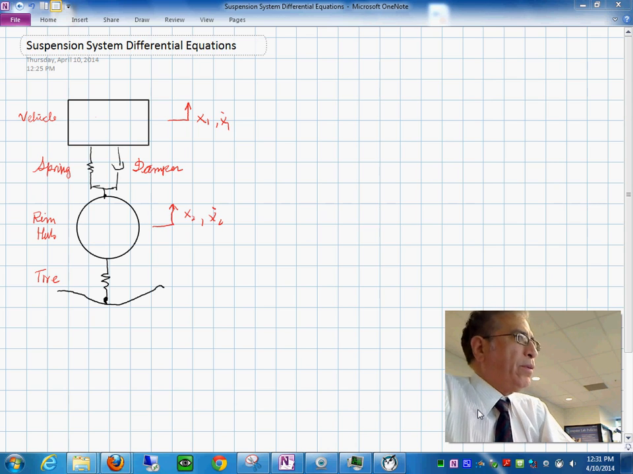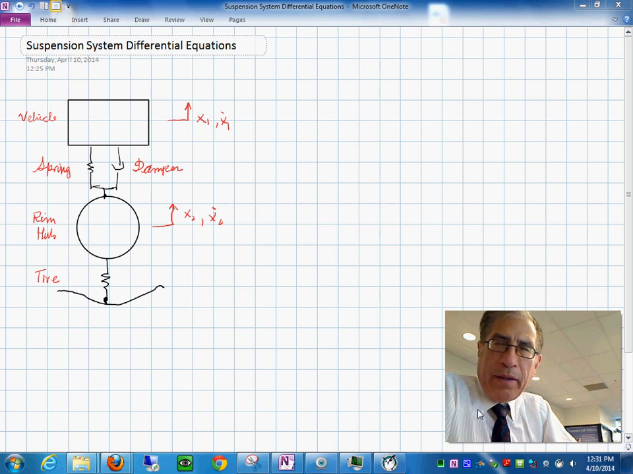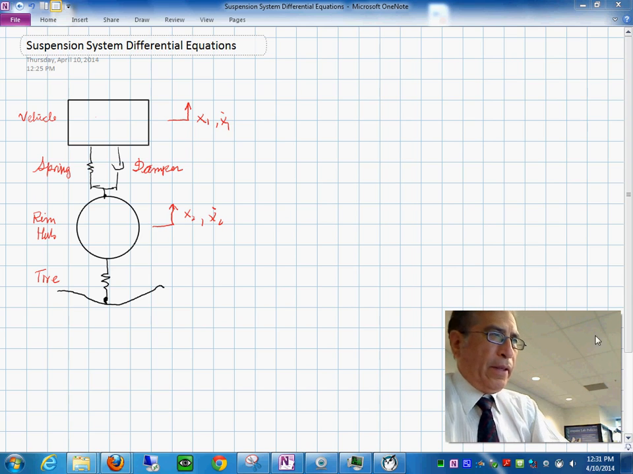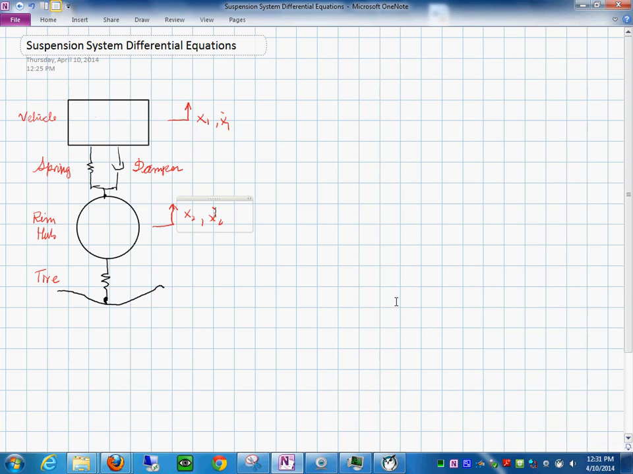Like, for example, you could change the spring or the damper, or you can change the tires, make it stiffer or smoother tires, and see what the suspension is going to do. So let's get started. And here we go, and we have this block diagram in here.